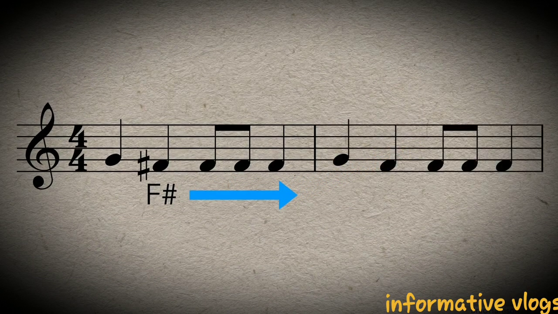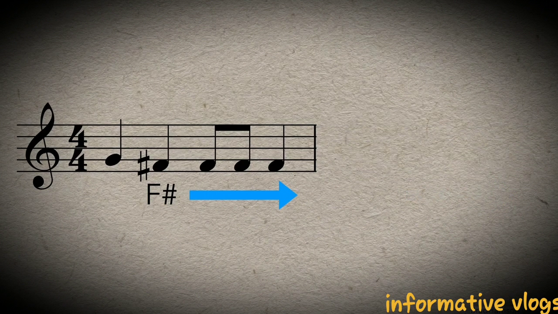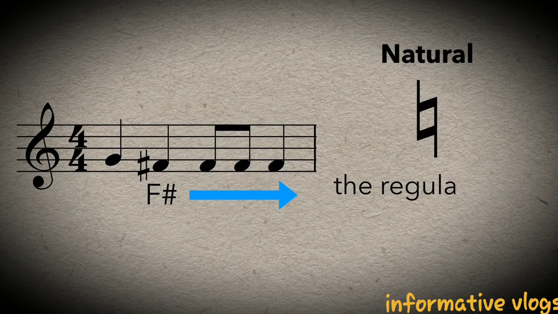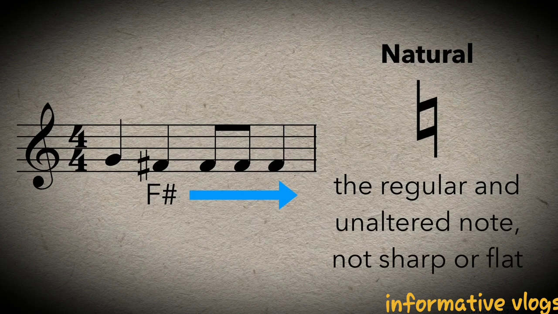So the Fs are sharp in the first bar, but in the second bar, they're just regular F. If you did want to have a sharp note followed by a regular note in the same bar, we use a third type of accidental called the natural. It looks like this and it refers to the regular and unaltered note, not sharp or flat. So you might see something like this.